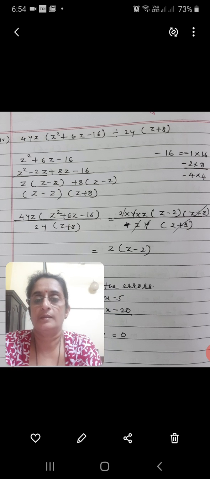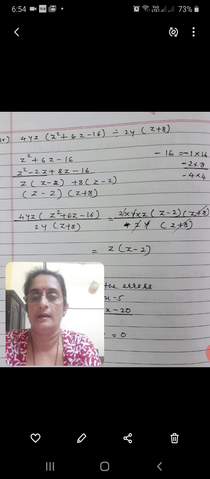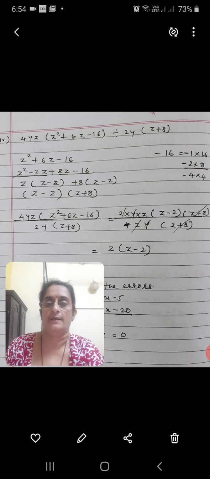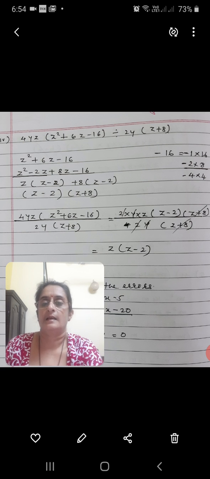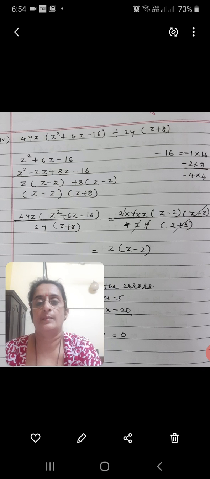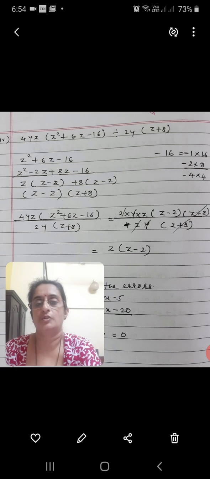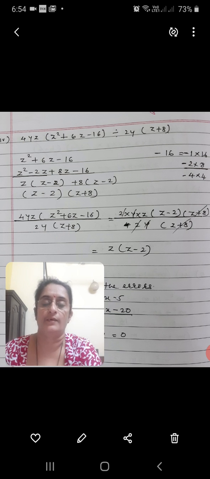So how are we going to write the split term? z² − 2z + 8z − 16. That is the way I have split the middle term 6z. Now make two groups. z² − 2z: what is common between them? z, and z − 2 will be in the first bracket. Take the next group, 8z − 16. 8 is common, take it out, and in the bracket z − 2 will be there. So z − 2 is common, take that as the first factor. z + 8 is our second factor.